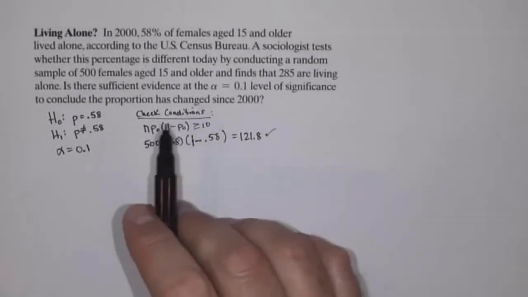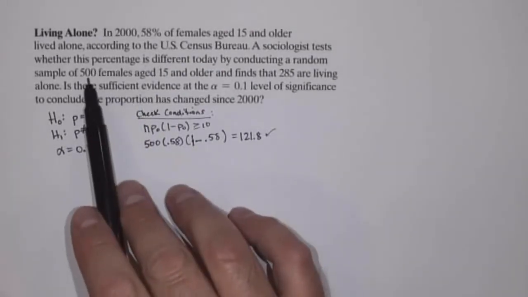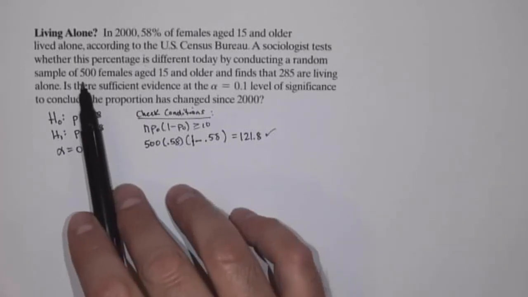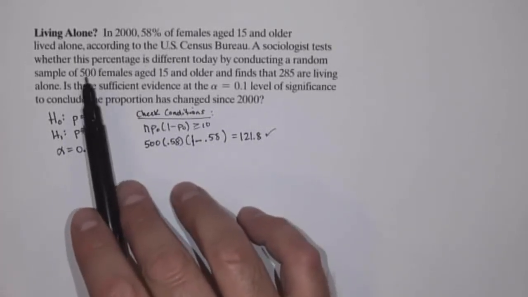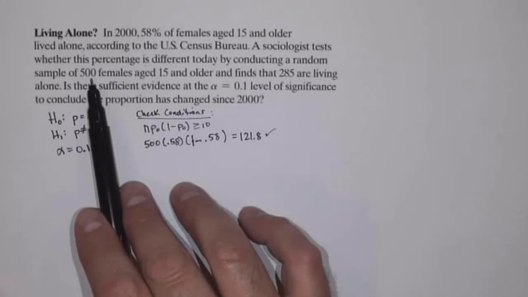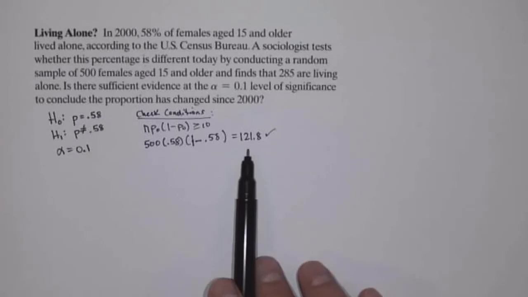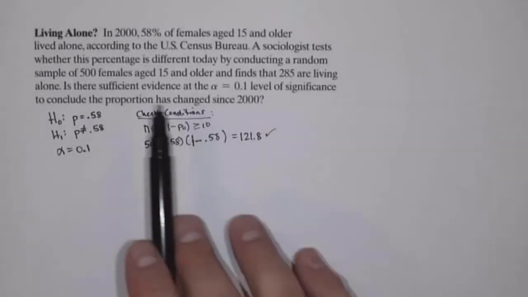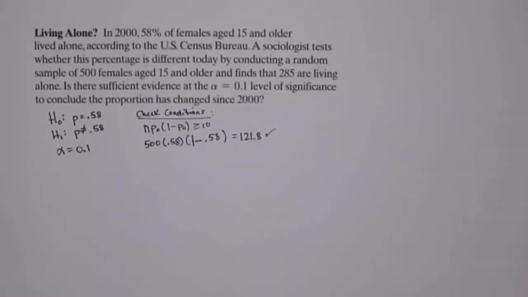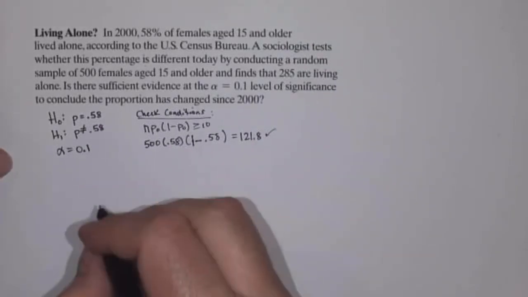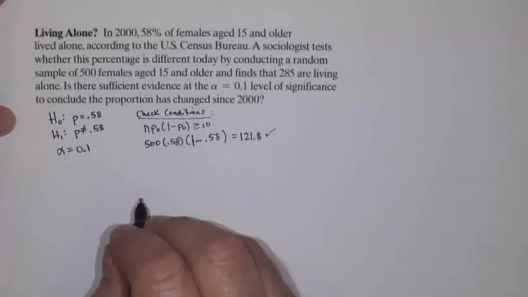The third condition is that we have to have independence, and so again, the way that we determine that generally is that the sample size has to be less than 5% of the population. Well, we have 500 females as our sample size. That's certainly less than 5% of the population of females, so we meet that condition. So we have randomness, n times p times 1 minus p is 10 or bigger, and we have independence. So our conditions are met. So we're able to conduct our test.